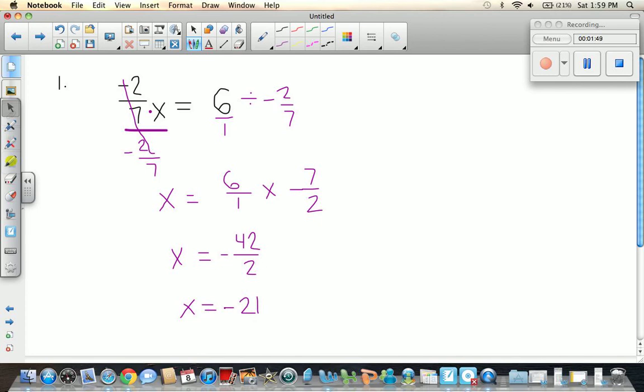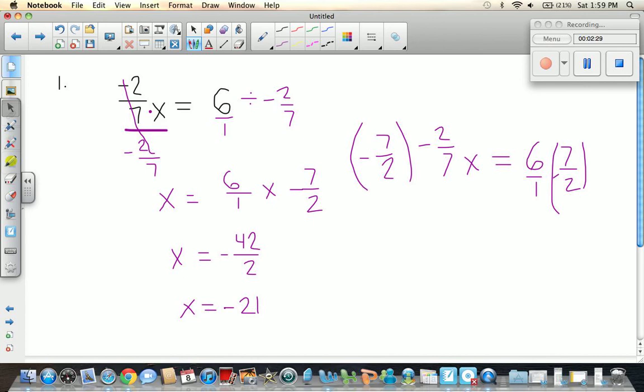And then let's also look at if we did the same problem, and instead of dividing by -2/7, we're going to go ahead and multiply by its reciprocal. And the reciprocal of -2/7 is -7/2. So we're going to multiply by its reciprocal, and whatever you do to one side you have to do to the other. So we also multiply the other side by -7/2.